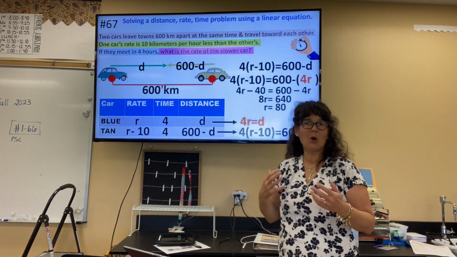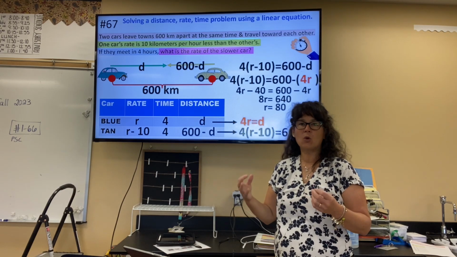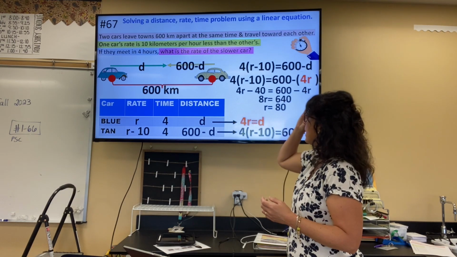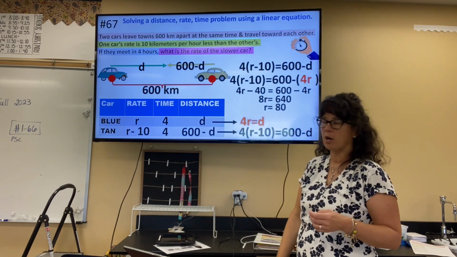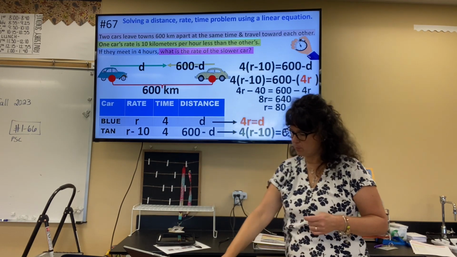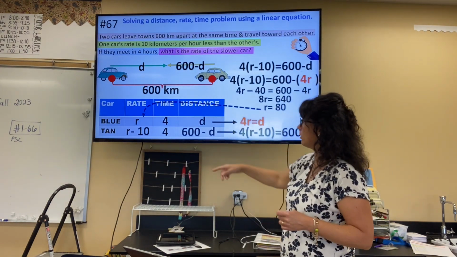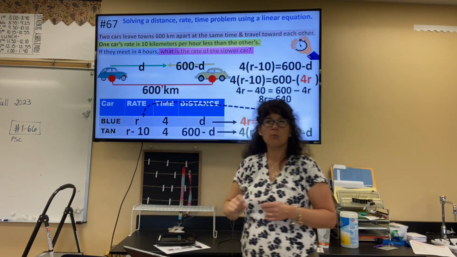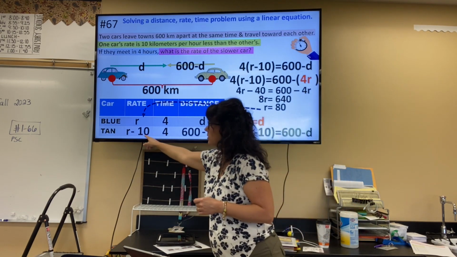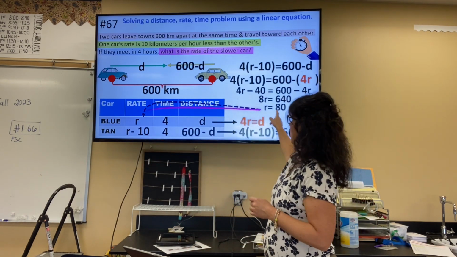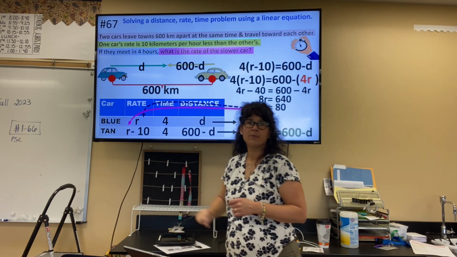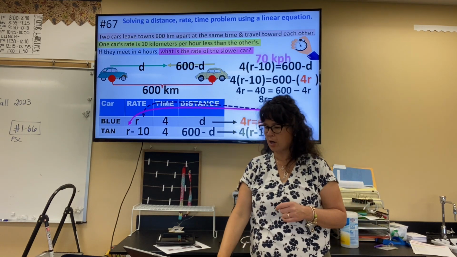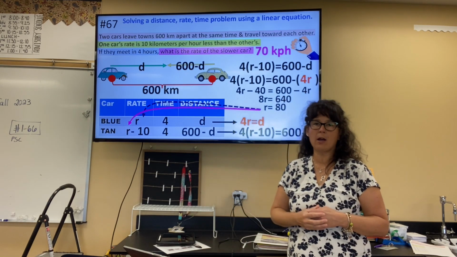In a story problem, we always want to go back and reread the question because we've done a lot of work and maybe lost track of what we're actually trying to find. And it says, what is the rate of the slower car? So if you take this R and you put this back into my table, you'll notice that the 80 kilometers per hour is going here. Well, how fast the other car is going to be this R, but minus 10. So 80 minus 10 is 70. So the slower car is going 70 kilometers per hour.